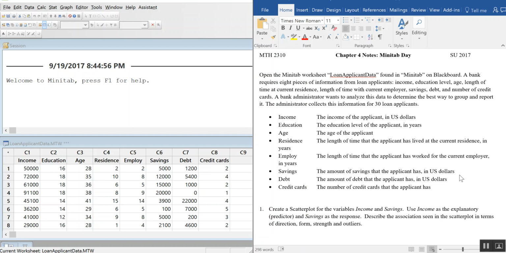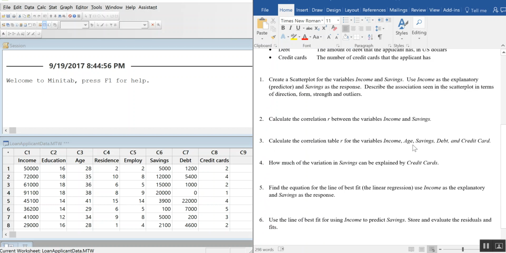So I'm hoping you notice that we have several quantitative variables present in this data set: the age of the applicant, which is in years, the income that they have, how many years they've been employed, their savings, the amount of debt they have, and the number of credit cards that they have. I would say that this is a good data set for us to practice some quantitative analysis on because it's a lot of quantitative variables.